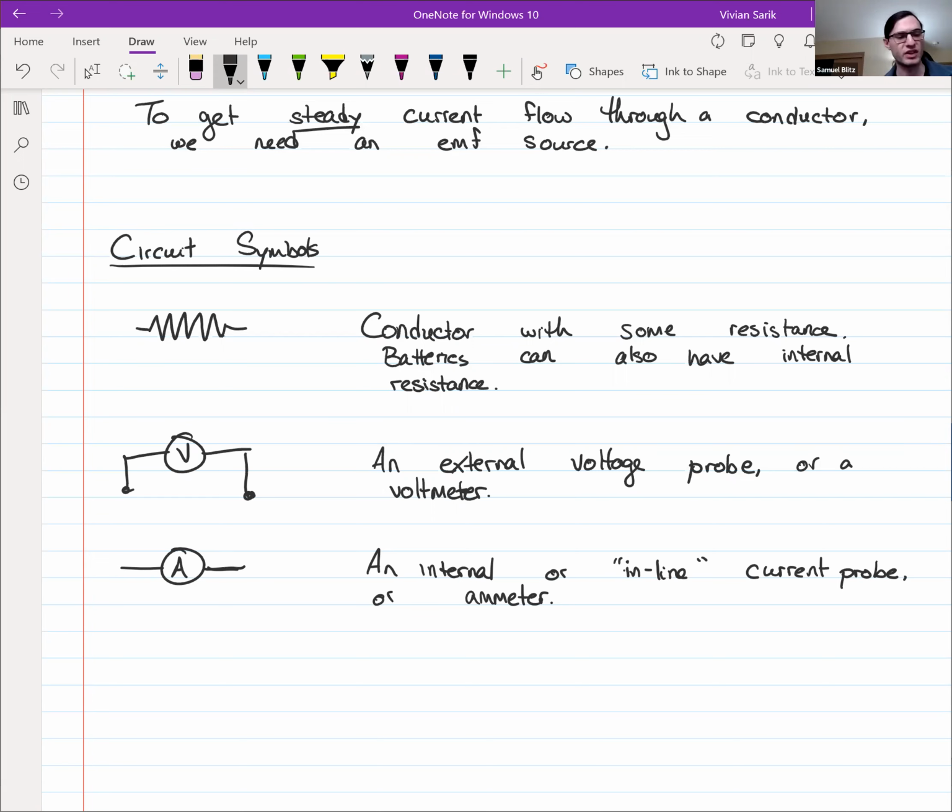And you'll see pictures of this in the future. But basically, the current has to flow through the ammeter in order for the ammeter to measure it. Any current that doesn't go through the ammeter isn't measured by the ammeter. Whereas current doesn't have to flow through the voltmeter in order for it to measure the voltage. Right, okay, so those are the 3 extra symbols I wanted to add.